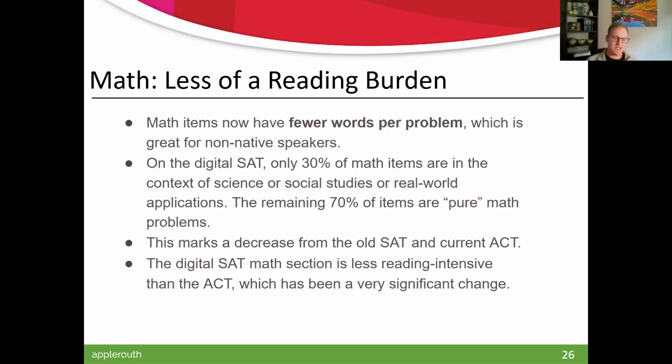On the digital SAT, only about 30% of the questions are in real world contexts, and the others are going to be just algebra, a little bit of geometry and trig, a little bit of stats. Compared to the ACT, which has 60 math questions in 60 minutes, but a lot of them are word problems, this is very, very different in a way that most students like.